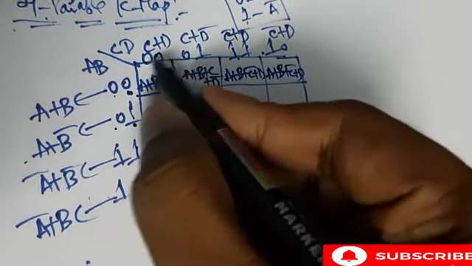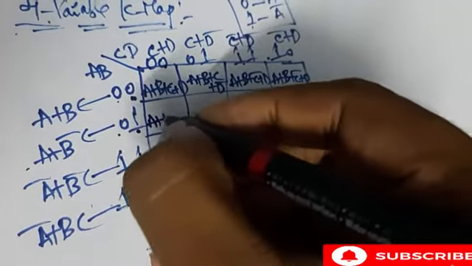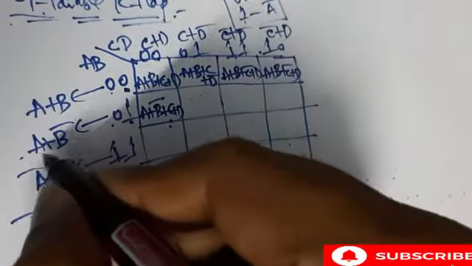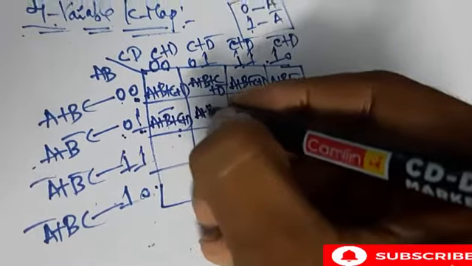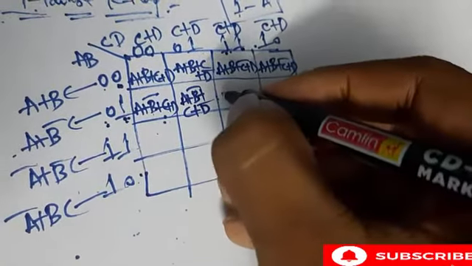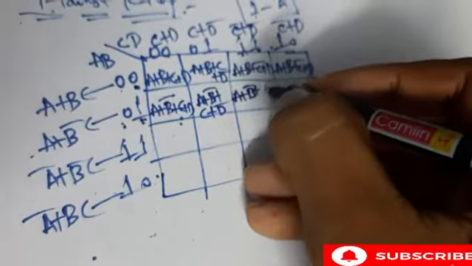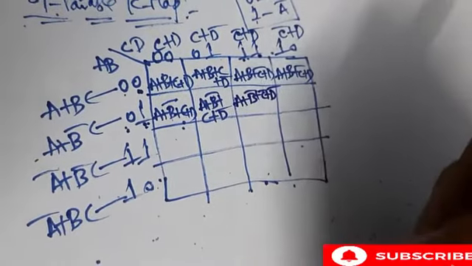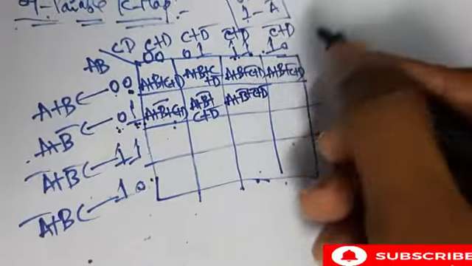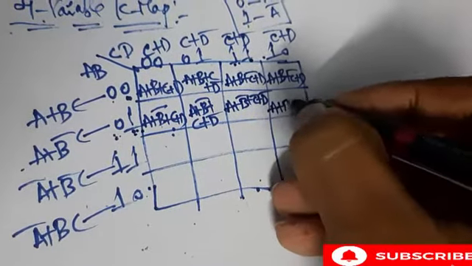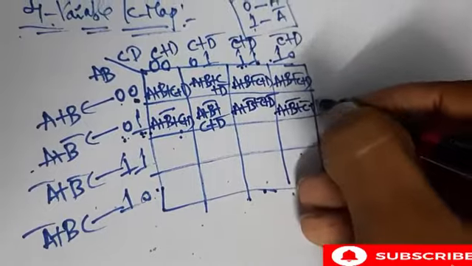Same way we'll see the 0 1 0 0, that means A plus B bar plus C plus D. Similarly 0 1 0 1, that means A plus B bar plus C plus D bar. Similarly 0 1 1 1, that means A plus B bar plus C bar plus D bar. Next 0 1 1 0, that means A plus B bar plus C bar plus D.